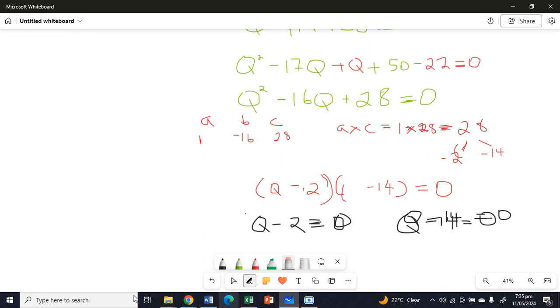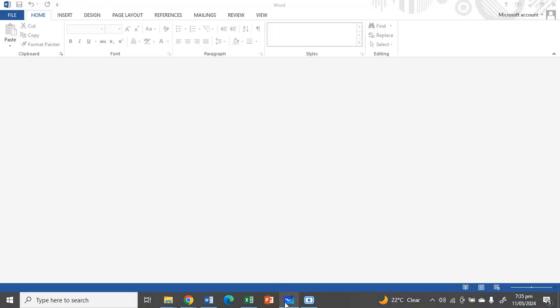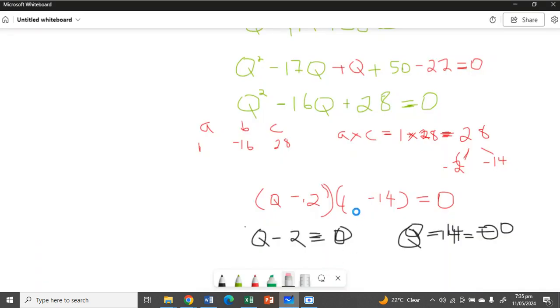So we've solved the first part of the question. We found the quantity at which the firm maximizes profit, and that quantity is 14 units. Usually, if you've been given a quadratic equation, you always pick the higher.